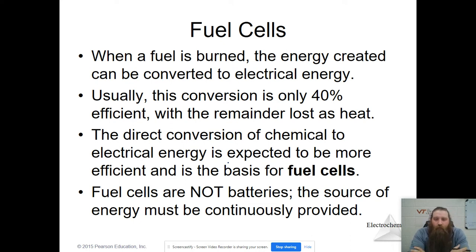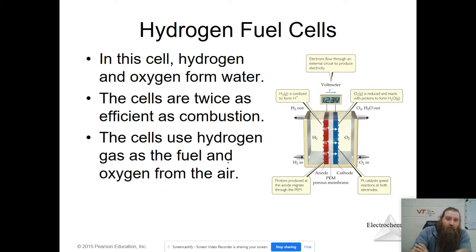So if you were to burn something and use that heat to convert water into steam, and then the steam turn a turbine, which would turn an electrical generator. The problem with that setup is the fact that the conversion of thermal energy to electrical energy is usually only about 40%. There is one exception to that, or at least one exception that is regularly used, and that is the hydrogen fuel cell.